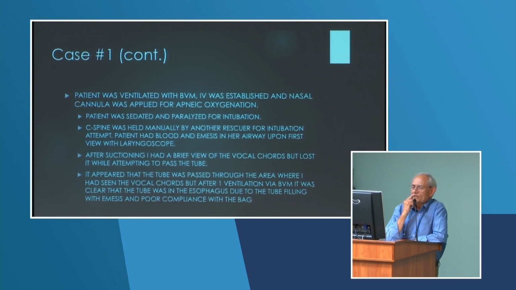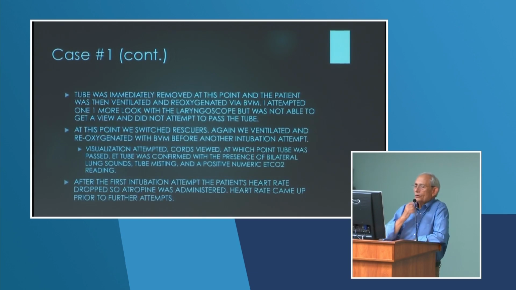Patient had blood and emesis in the airway. First view, after suctioning, had a brief view of vocal cords but lost it attempting to pass the tube. Tube was passed through the area where I'd seen the vocal cords, but after one ventilation, it was clear the tube was in the esophagus due to the tube filling with emesis. Tube was immediately removed. Patient was then ventilated and reoxygenated. Attempted one more look, was not able to get a view, did not attempt to pass the tube. We switched rescuers, again ventilated, reoxygenated with BVM before another attempt.